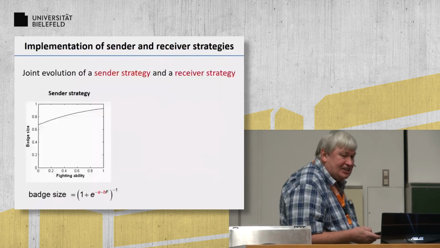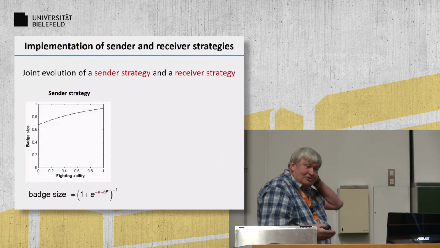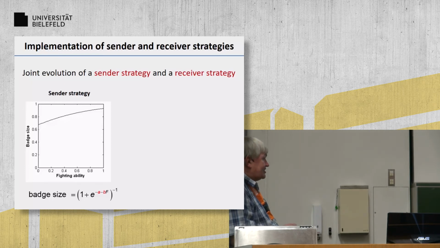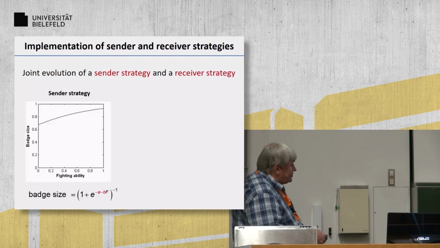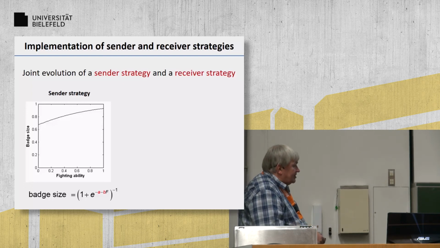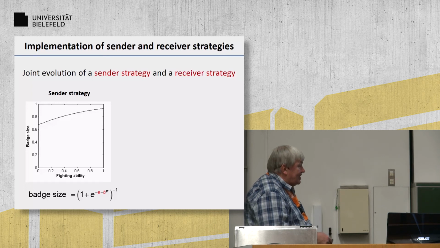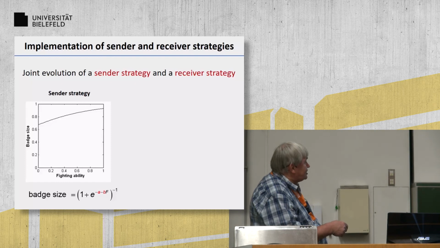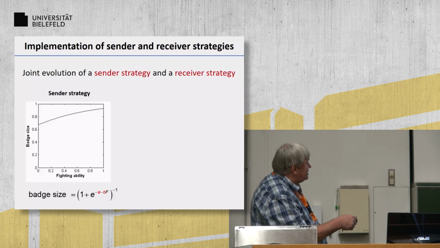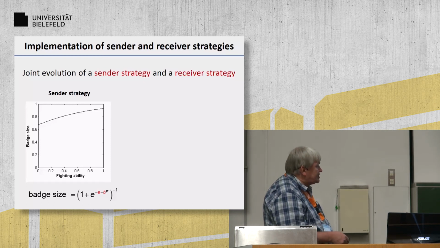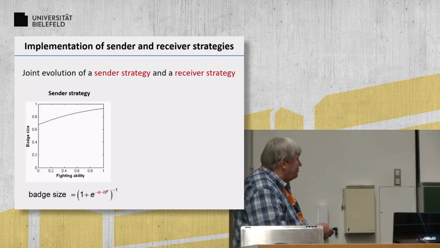Now, how can we model this? It's actually very easy. As I said, every individual has an inherited behavioral strategy, and these strategies take the form of what we call norms of reaction. Basically, each individual knows its own fighting ability and has to decide: should I grow a large or a small badge? This is decided by the norm of reaction, which is determined by two inheritable factors, A and B. So we assume these birds have two genes, one for the A factor, one for the B factor. This gives all kinds of relationships that could in principle evolve, something like an S-shaped curve downwards, a constant factor, or all maximal batch sizes, minimal batch sizes, and things like that. So it's a relatively flexible set of possible norms of reaction for the sender strategy.